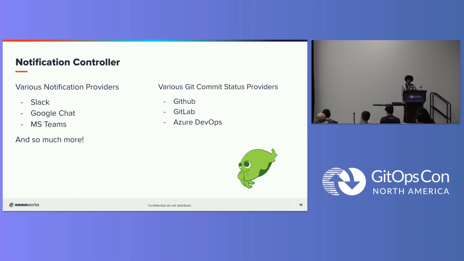With the notification controller, we have various providers that you can send notifications to. They are not limited to what's listed here. There are actually a lot more. There's Discord, Slack, Google Chat, MS Teams, and a lot more. You could also have a commit status notification sent to Git providers like GitHub, GitLab, that green or red check beside a commit to show if it deployed successfully. That might be what suits your need.